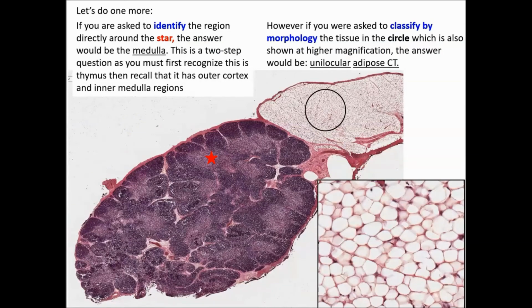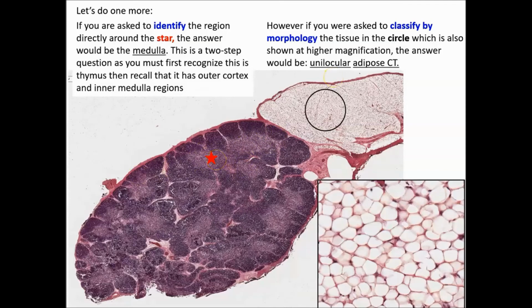If you're asked to identify the region directly around the star, which is this red one here, the answer would be the medulla. In order to get to this answer, you have to go through a two-step mental process. First, you have to recognize that you're looking at the thymus. Then you have to recall that it has this outer darker region here called the cortex, and the inner lighter regions here, which is the medulla.